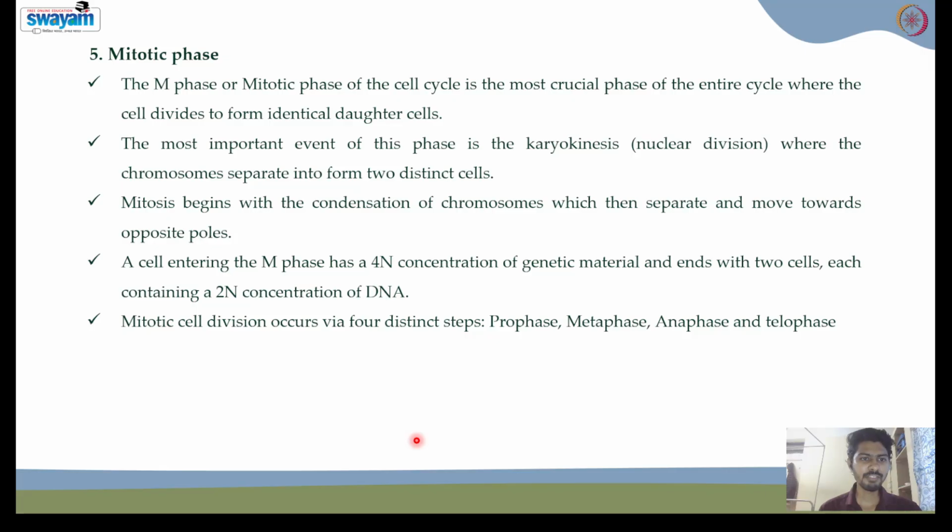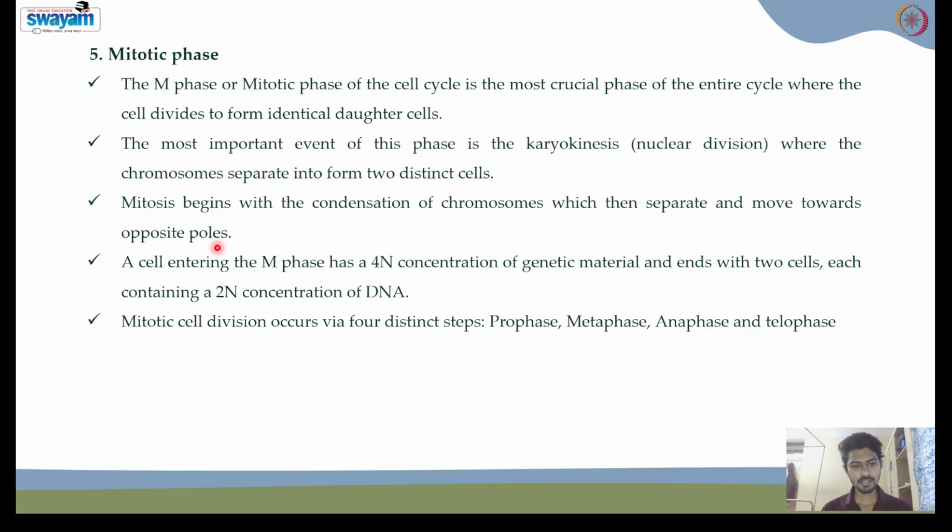Next is the mitotic phase. We call it the M phase, and this is one of the most crucial phases, where the cell divides. One cell will be dividing into two identical daughter cells. And the most important event of this phase is karyokinesis, which is nuclear division. What happens here? The chromosomes separate into two distinct cells. Mitosis begins with condensation of chromosomes, which then separate and move to the opposite poles.